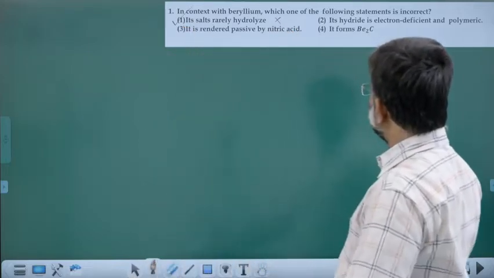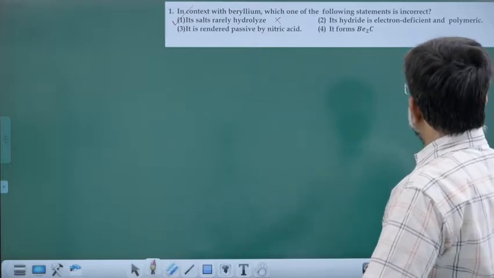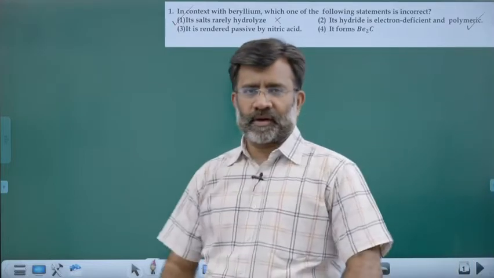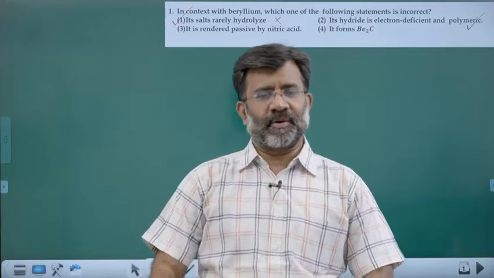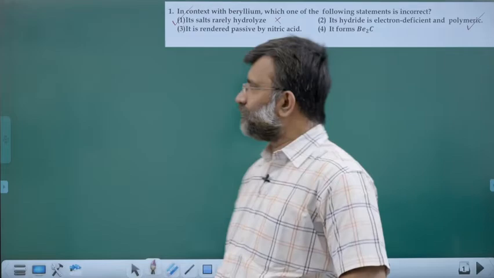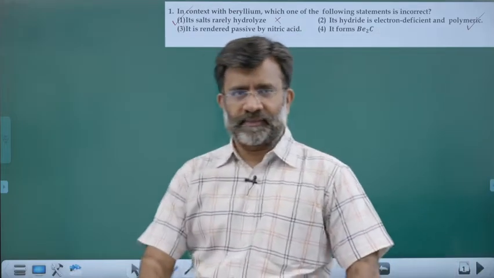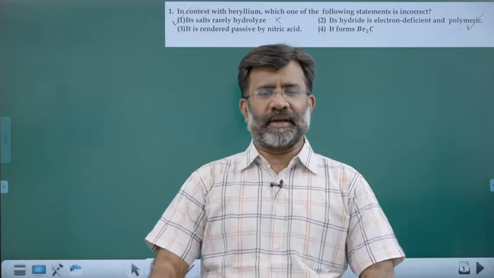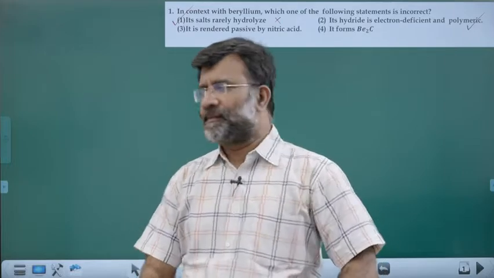What about the other options? Its hydride is electron deficient and polymeric. That is the true statement. They form electron deficient compounds and their hydrides are polymeric in nature. Textual statement and fact. It is rendered passive by nitric acid. Yes, like aluminium, it is rendered passive by nitric acid due to the formation of a thin oxide layer.